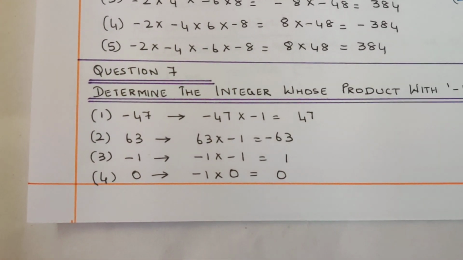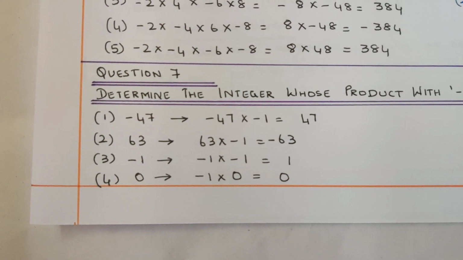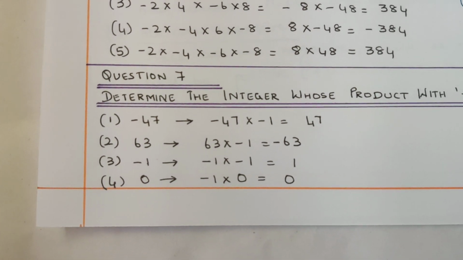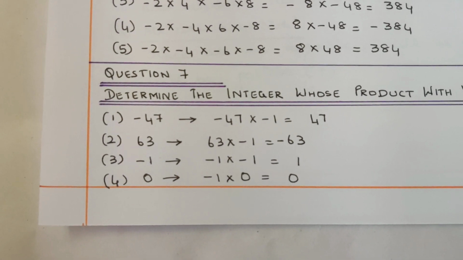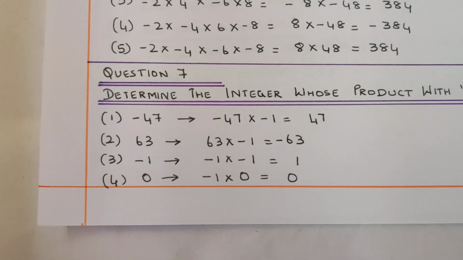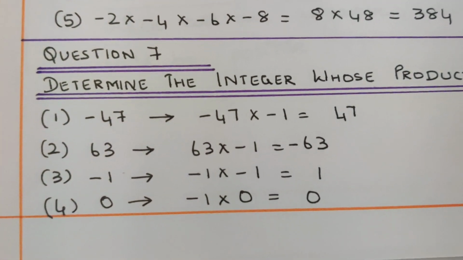The next one is minus 1. So minus 1 into minus 1 is equal to 1, because minus into minus is plus. And the last one is 0. So any number multiplied by 0 would be 0.